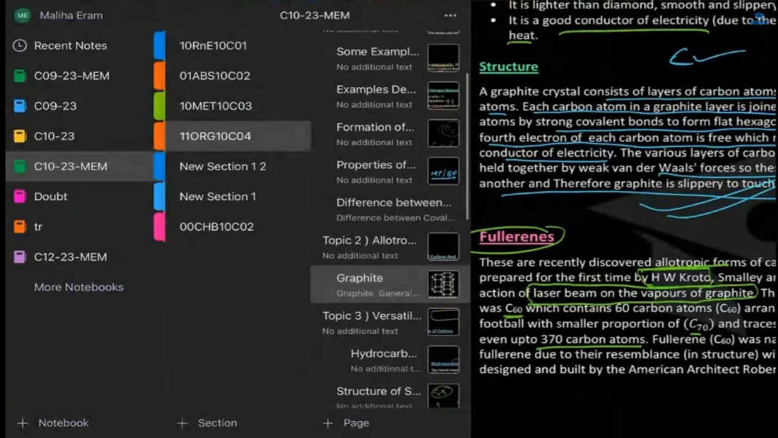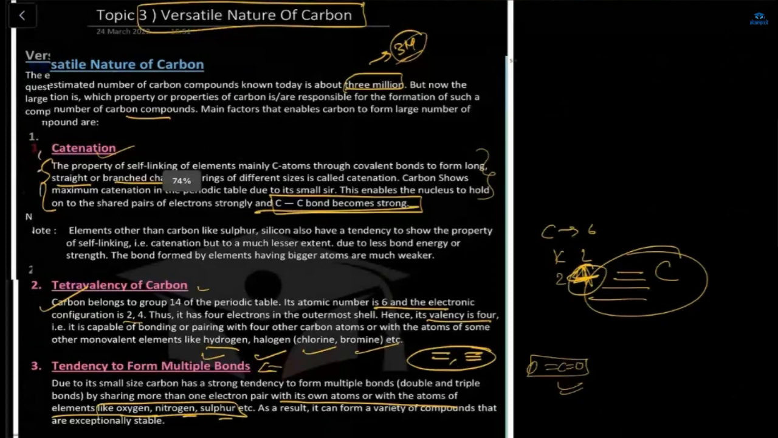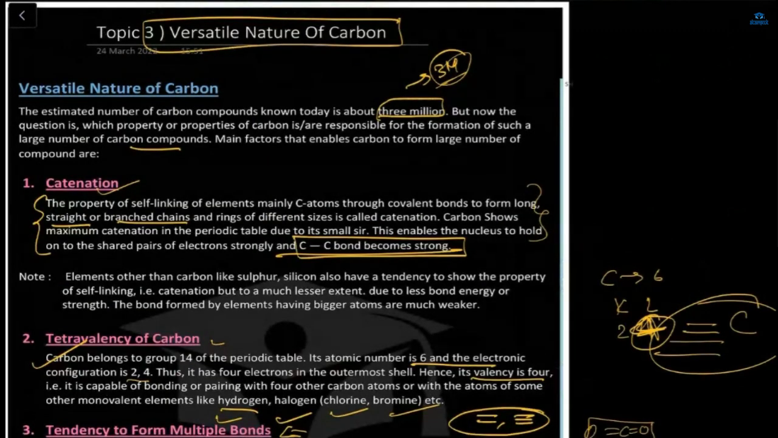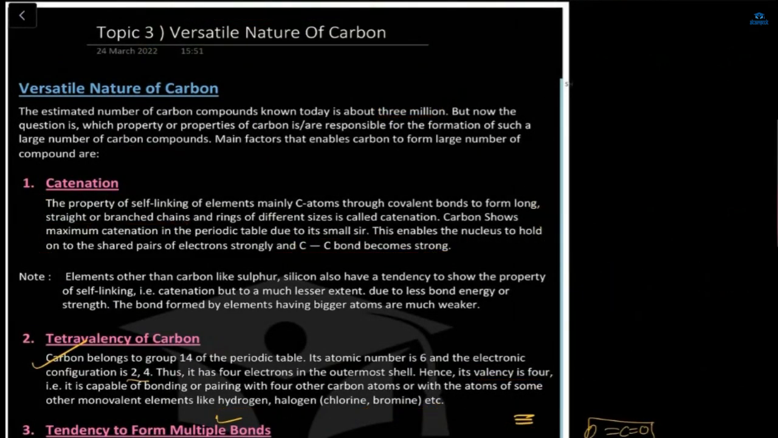Okay. Now next is the versatile nature of carbon. What is the meaning of versatile? Ridhima, what is the meaning of versatile? Ma'am, I don't know. So you don't know. Read this paragraph and can you both explain to me? Ma'am, is it to make different carbon compounds? Make different carbon compounds. Okay, let's see.